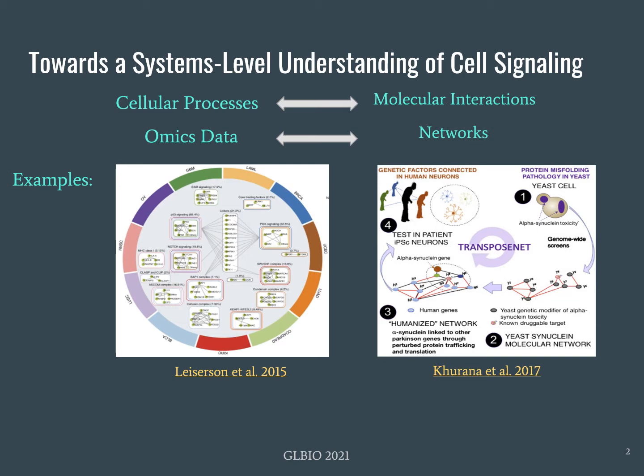Here on the right, we have a graphical abstract of the TransposeNet method. Here, a pathway reconstruction algorithm was developed to map molecular pathways underlying the toxicity of alpha-synuclein, a protein central to Parkinson's disease. And here, the big idea is that they developed a method to humanize a molecular network of genes in yeast in order to prioritize human disease genes.